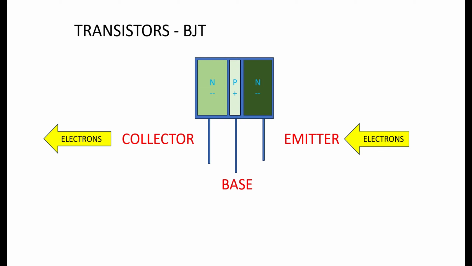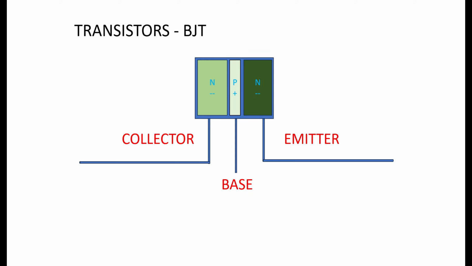So the emitter basically emits electrons, and that's why it's called an emitter. The collector collects electrons from the base area, and that's why it's called a collector. And the base acts like a barrier between the two, controlling how many electrons can move from one side to the other. So let's talk about the base and how it controls the flow of electrons.